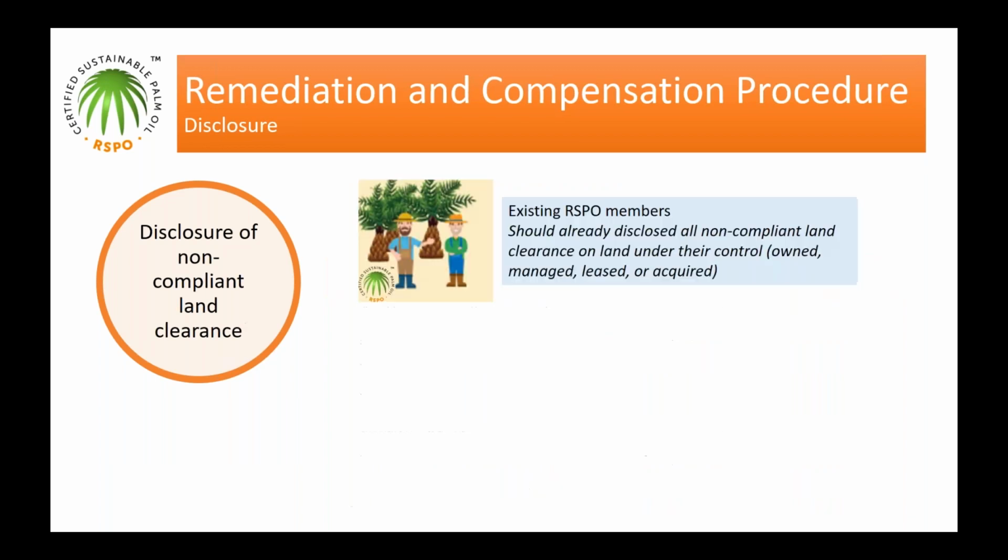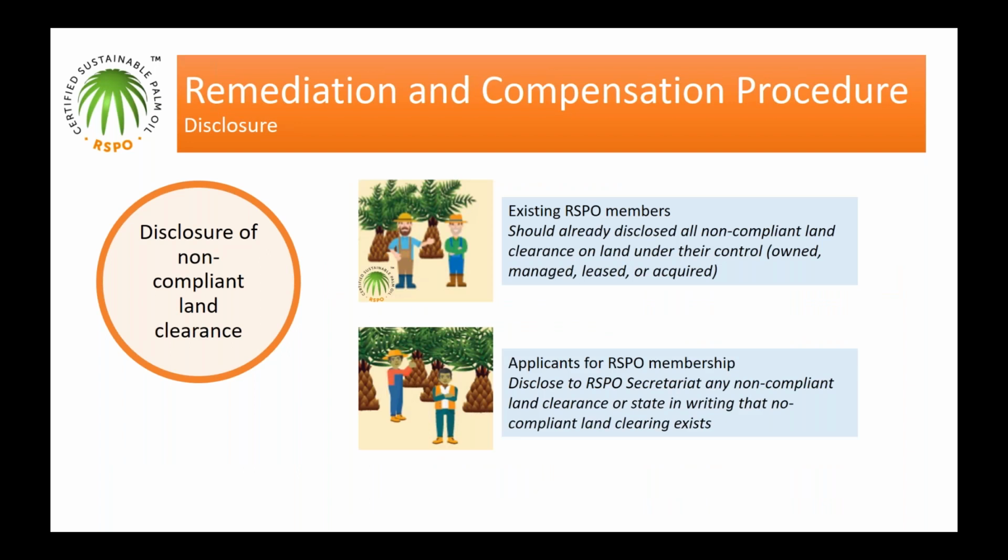For disclosure of non-compliant land clearance, existing RSPO members should already disclose all non-compliant land clearance on land under their control. Under their control means it's owned, managed, leased, or acquired.